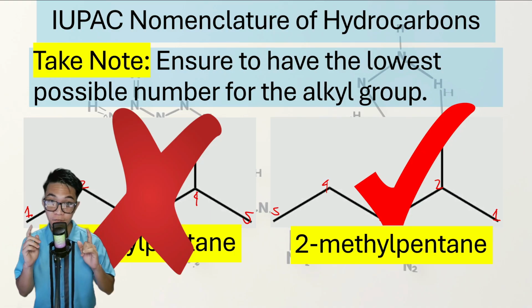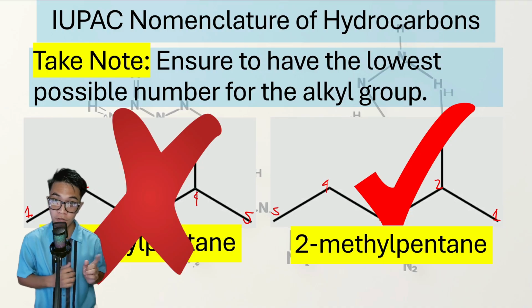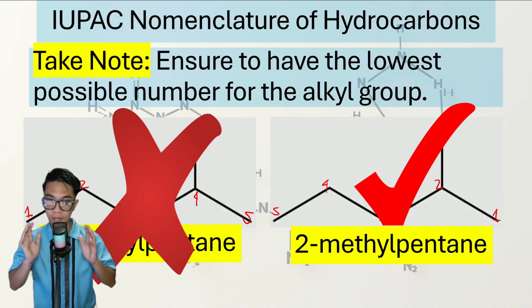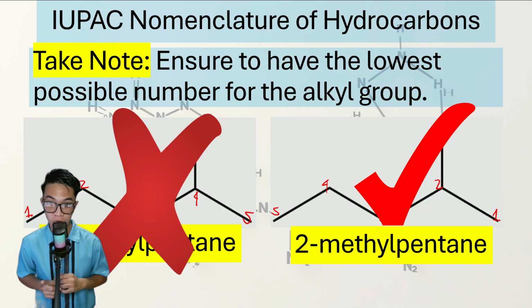There is no specific standard as to where we should start counting, either from left to right or right to left, but the correct one is we should always start counting wherein we can have the lowest number possible for our alkyl group.